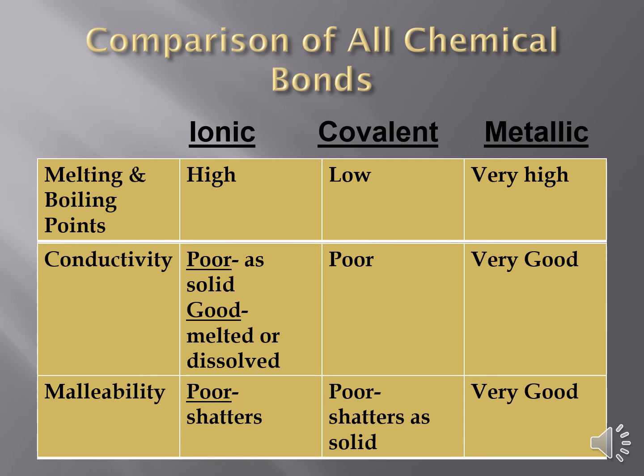And then we've got a metallic bond, like if you're trying to melt steel or copper, that takes quite a bit of temperature, pretty high temperature to get that, and we're not going to be able to do that in our little lab that we've got. Next row down is conductivity.